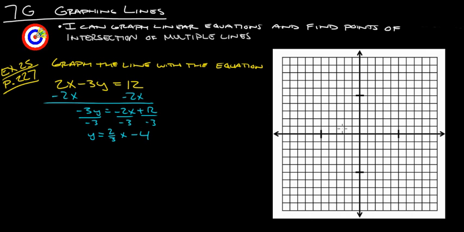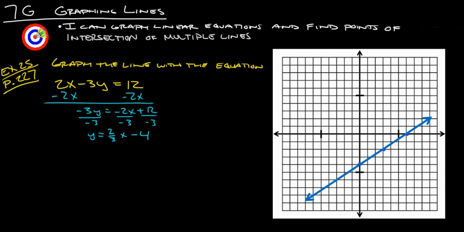Now when I go to graph, my first point is down here at negative 4, and then my next point is going to be up 2/3. Up 2/3, and we can keep doing that over and over again, and then we can graph our line through that. So that is one way.